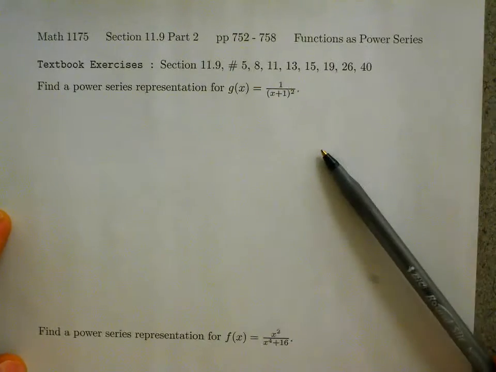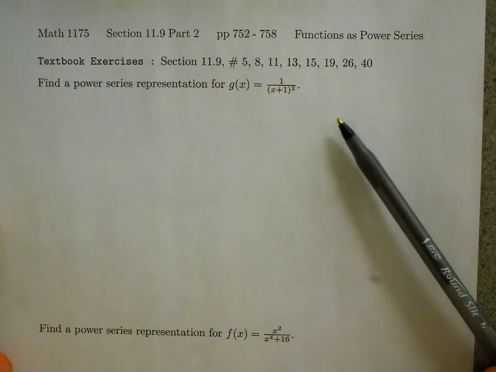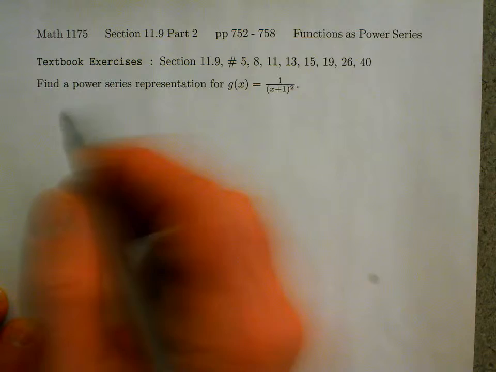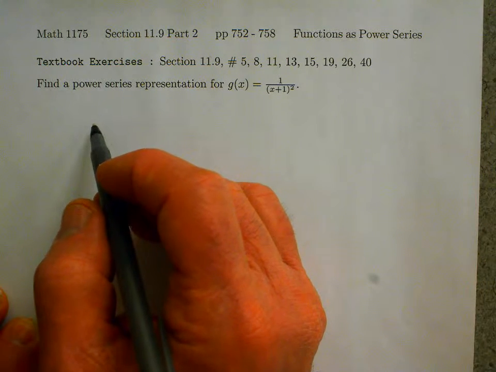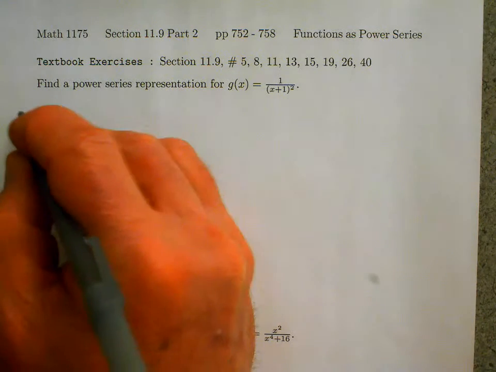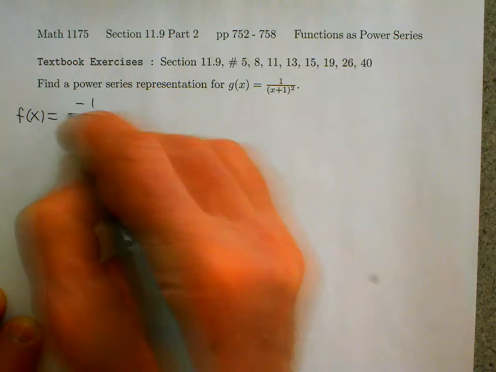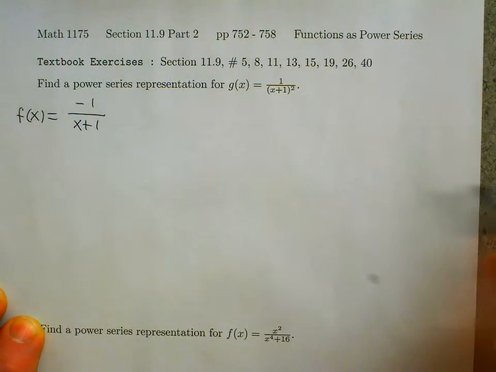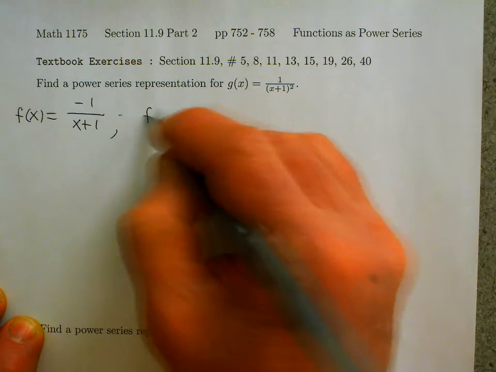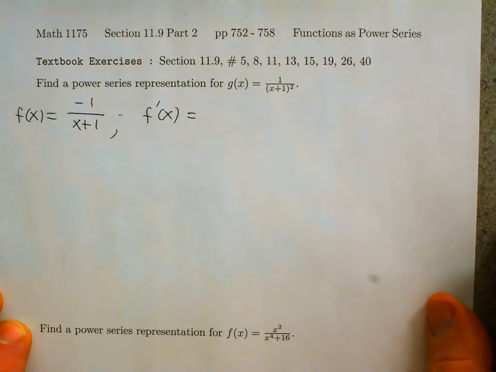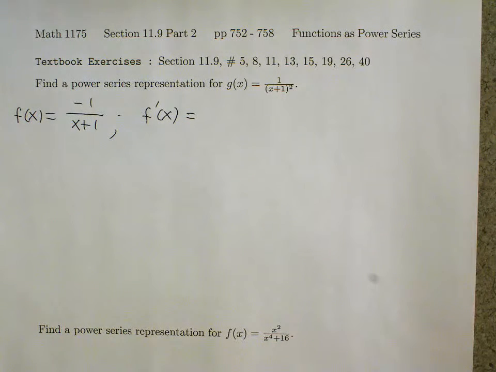This first problem was the one that we didn't quite finish on Friday. Find a power series representation for g of x equals 1 over x plus 1 squared. But we'll use a little bit of what we found out on Friday. If we define f of x to be negative 1 over x plus 1, then when we compute the derivative of negative 1 over x plus 1, we're going to get 1 over x plus 1 squared.